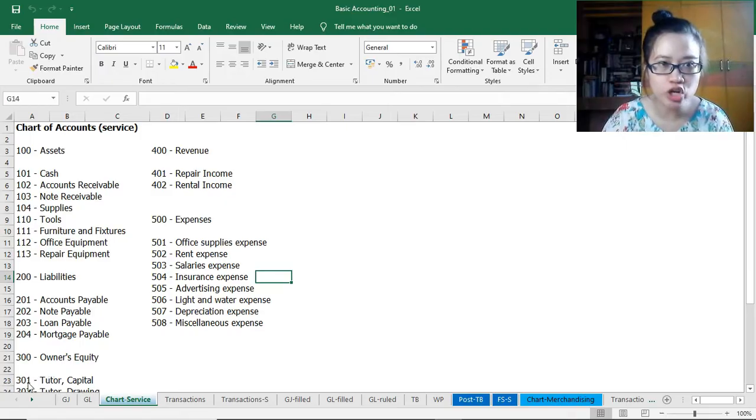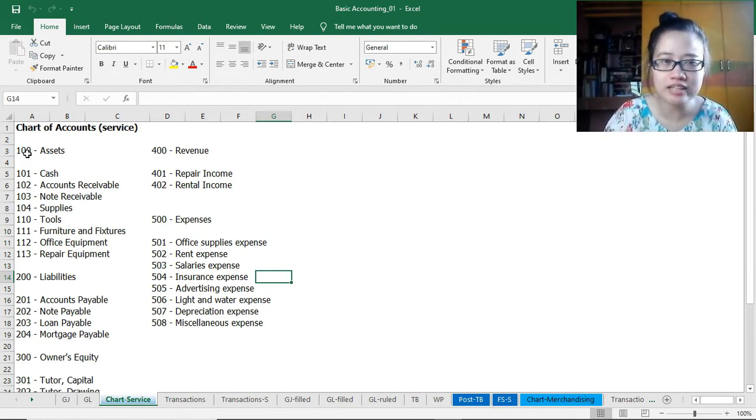Okay, so ito yung chart of accounts for a service company. So, we have account codes, itong nasa left side. Tapos, ito yung ating tinatawag na account titles. Okay, so normally, diba, start ng accounting equation natin is assets. So, mauuna yung mga assets.